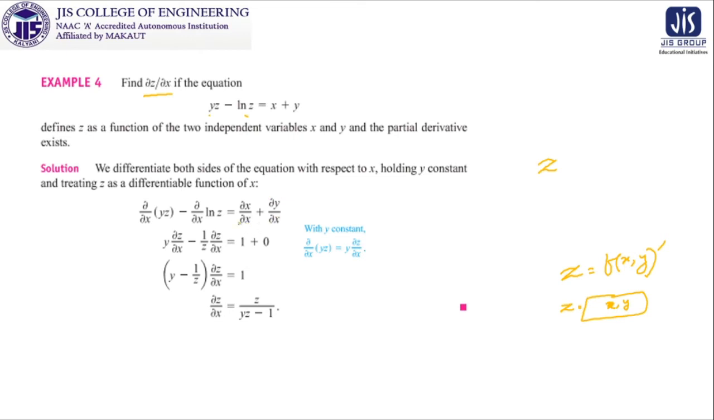How are we applying this? Because it is nothing but the linearity property. Now this del x of yz, how are we writing it? When we are thinking about y, it will be treated as a constant, so y will come out, and del z del x is written.